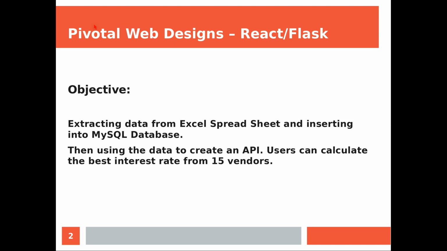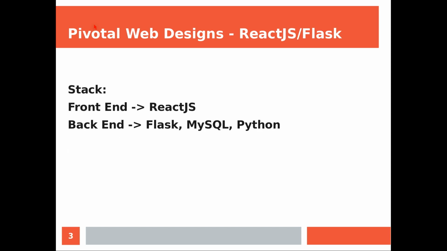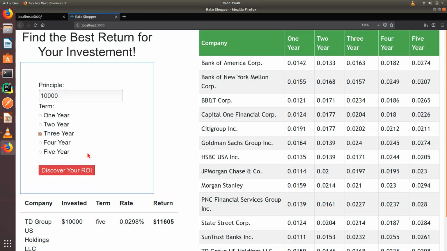We're going to make it so the users can calculate the best interest rate, the best return on their investment, from 15 vendors. Pretty straightforward. Front end's React, back end Flask, MySQL, and Python. So in order to make use of the data, we need some way to interface with the database, with MySQL. We're using React in order to do that.